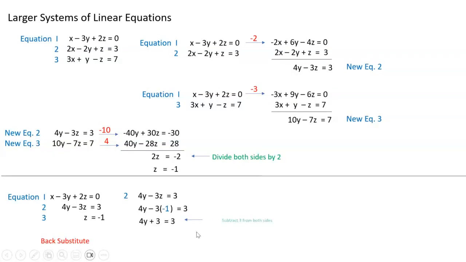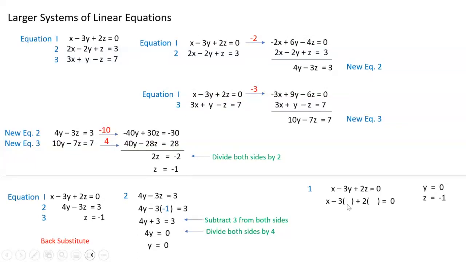Right? We subtract 3 to both sides. And for 4y equals 0, we divide by 4, so y equals 0. You see, I already have the values for z and for y. Now I'm going to go back to equation number 1 and plug in the 0 for y and the negative 1 for z. And this way, we're able to solve for x. y is 0, and z is negative 1. This gives us x minus 2 equals 0. We add 2 to both sides. So this is my solution.